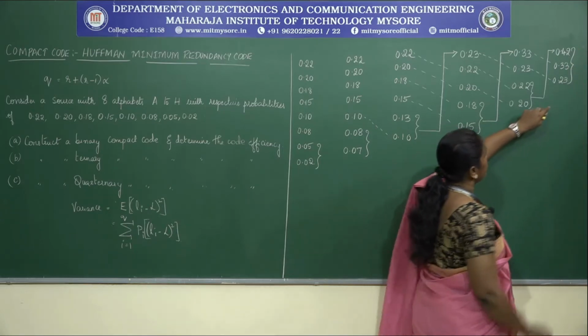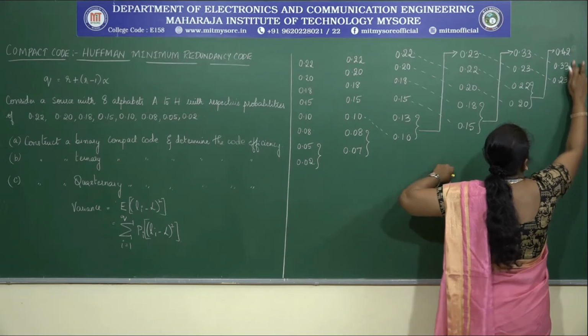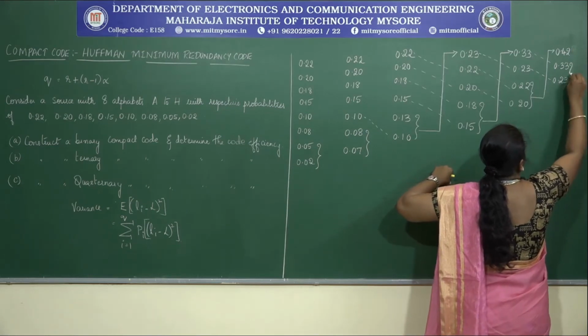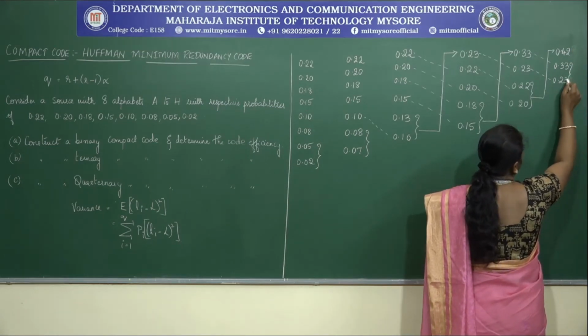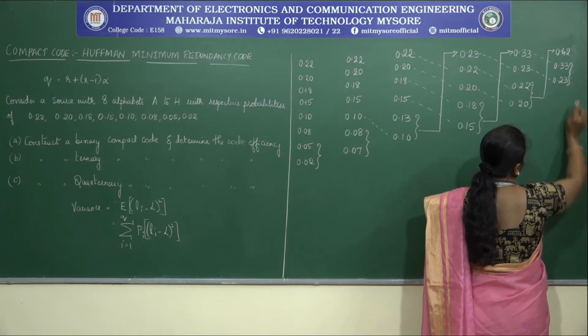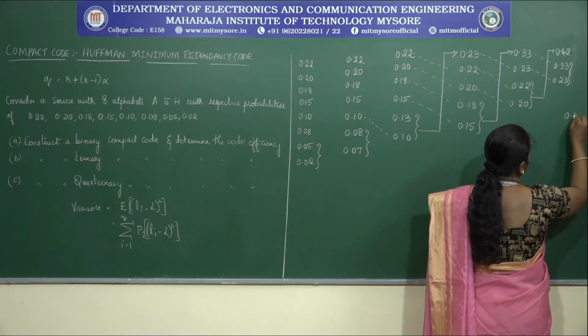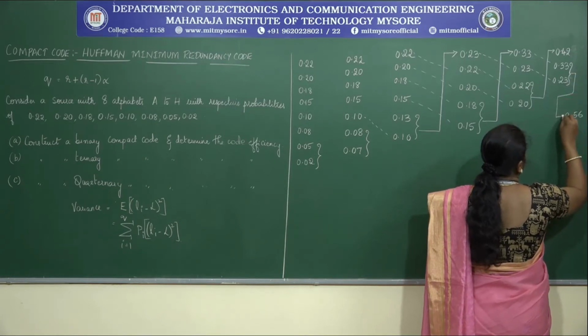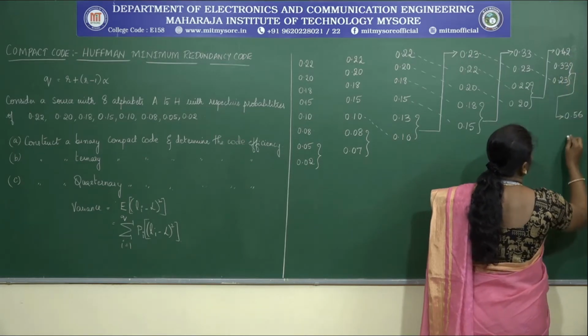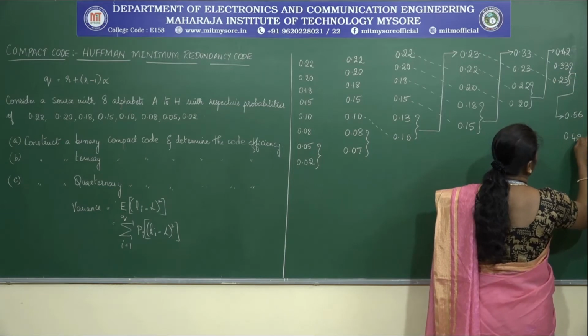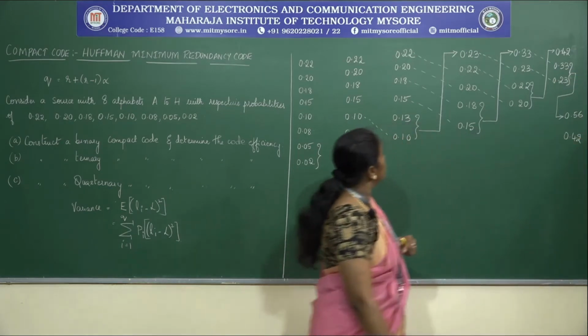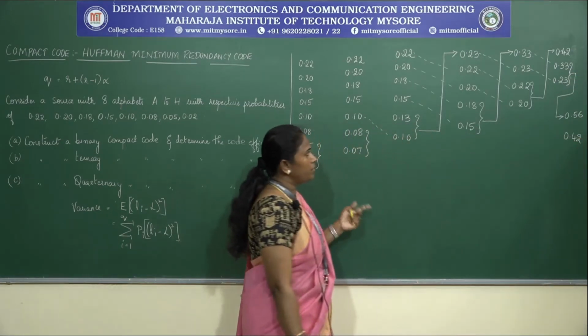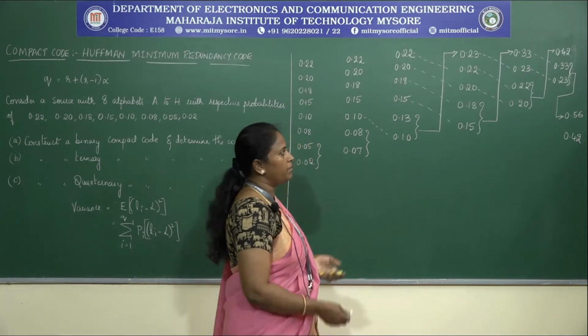Next, combine these two. Sorry, you have to combine these two. So it will be 0.56. Place it above 0.42. So here we have written 0.42. This is how you are going to write all the probabilities.